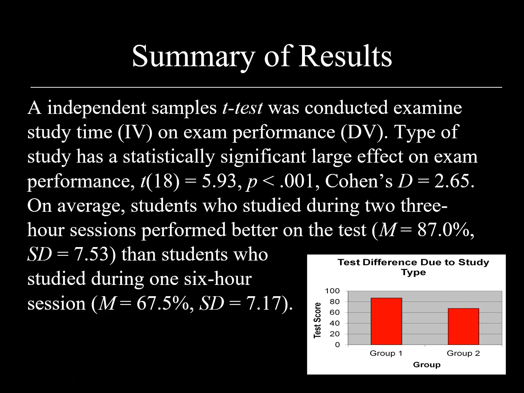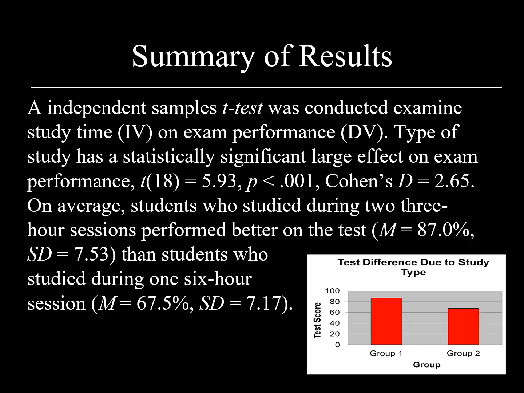So how would we actually report this? This is how we would report it. An independent samples t-test was conducted. So we basically tell them that not only was it a t-test, it was an independent or between subjects design, was conducted to examine the study time on exam performance, IV and DV. Type of study has a statistically significant large effect on exam performance. T, degrees of freedom 18, the actual value of t, 5.93, the fact that the p is less than 0.001, and the Cohen's d of 2.65. If this was insignificant, we would not report effect size.